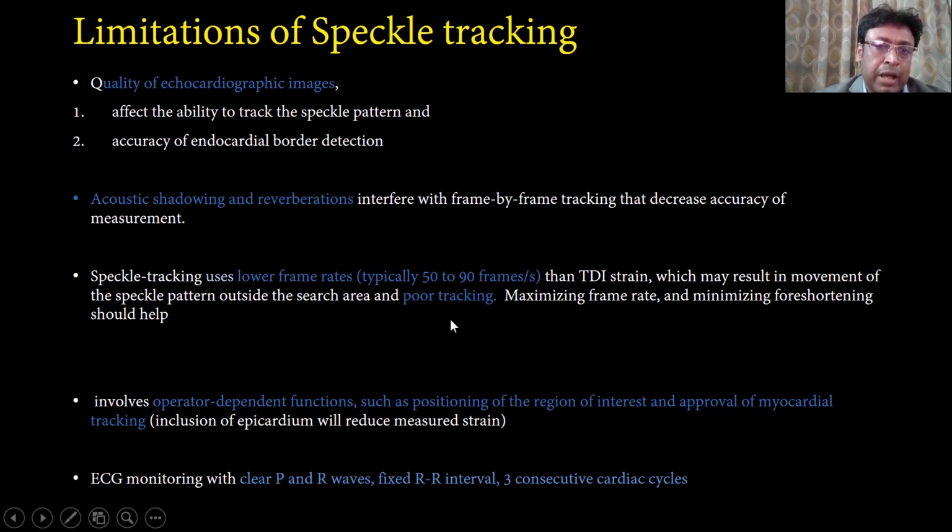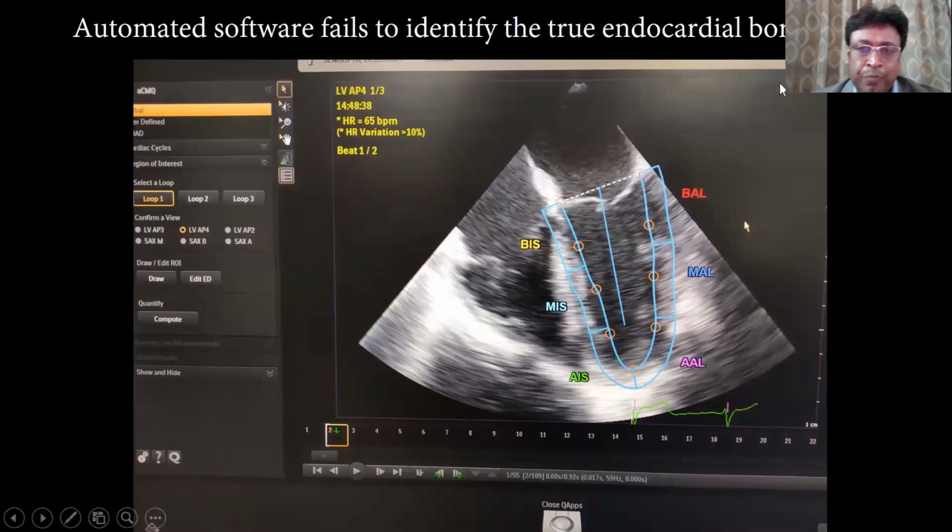Lower frame rates can cause poor tracking, and operator-dependent functions such as positioning of the region of interest and approval of the final tracking depend on you. If you oversee it and it's correct, it's fine. If there's something erroneous, which I'm going to show, like in this image, this is a software-identified region of interest, but you can see it is way away from the endocardial border. So if you accept this, the results will be erroneous.